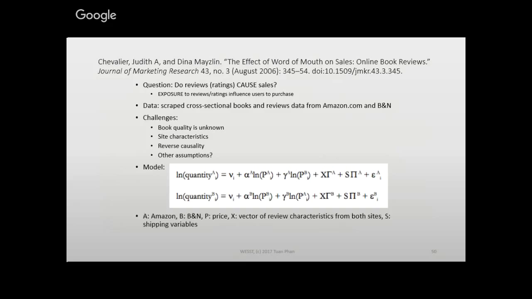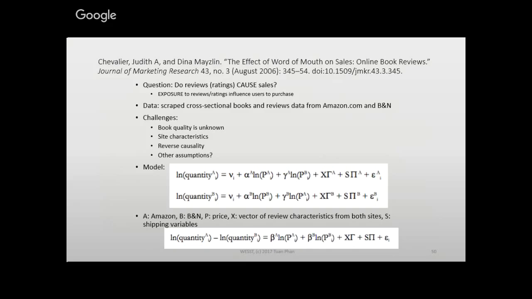Okay. So we have price, review variables, and then shipping variables and other factors about the website itself, the e-commerce site. So the estimate basically is a difference model. They're taking the difference between how many quantities were sold on Amazon minus the quantities sold on Barnes & Noble, and then they estimated this model, and they find that yes, there is a strong effect of reviews.